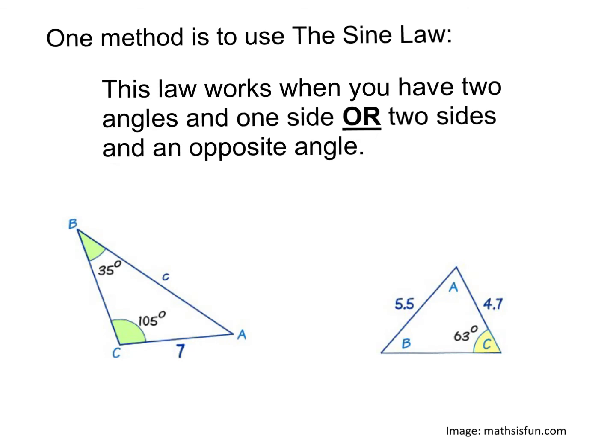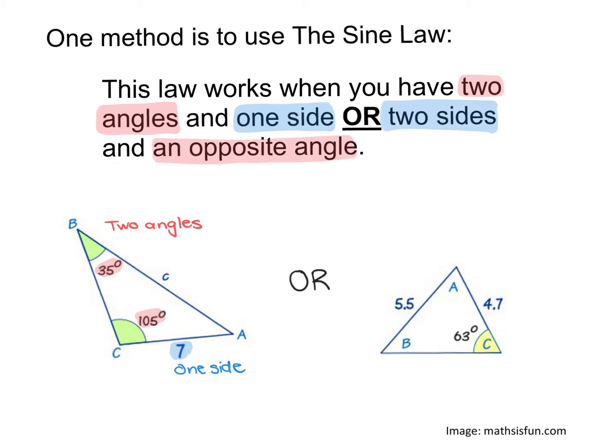Now, one method we can use is called the sine law. So anytime you're given a triangle that doesn't have a 90-degree angle, you can use this. But you can use it only when you have been given two angles and a side on a triangle. So let's look at the left triangle. Notice we've been given two angles and one side. So you can use the sine law here.